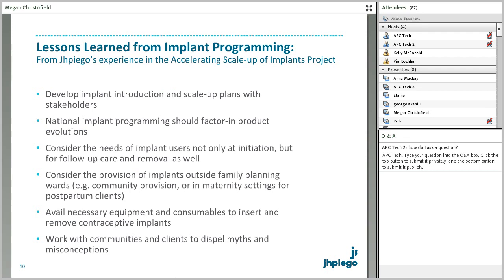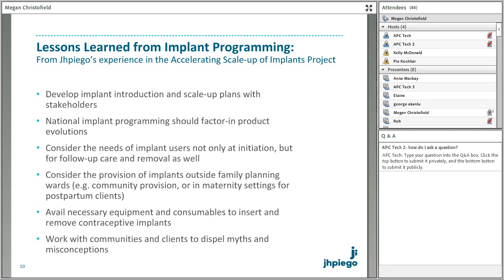I thought I'd first share some lessons learned from a multi-country project led by JPIGA from 2013 to 2016. Under the Bill and Melinda Gates Foundation funded Accelerating Scale-Up of Implants project, JPIGA worked with stakeholders in Kenya, Nigeria, Zambia, and South Africa to capacitate healthcare providers and systems to respond to the growing availability of and demand for contraceptive implants in that context of full method choice.